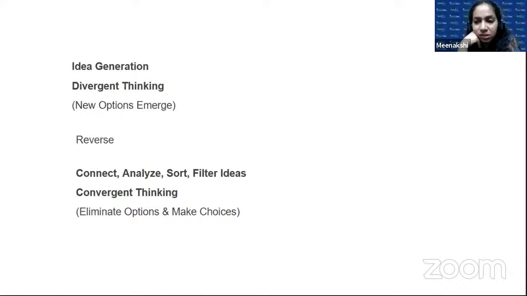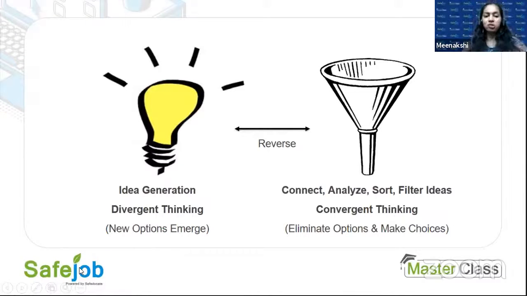Is there a clear message from the slide? Okay, so if I look at this particular slide, it says idea generation, divergent thinking, reverse, connect, analyze, sort, filter ideas. What do I do with it? Right. So there is no kind of title on the slide. I mean, I don't understand the thing. What is it? Okay. So let's see how to improve. Now just look at it. Is everything sorted?